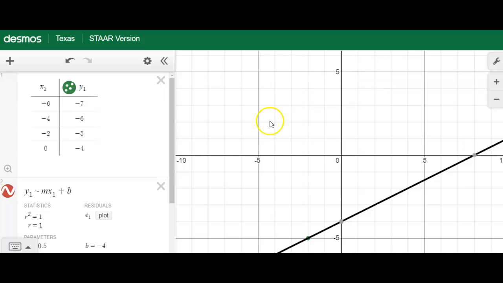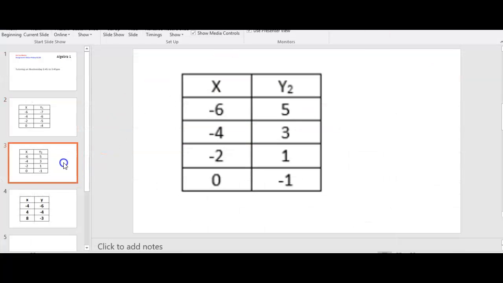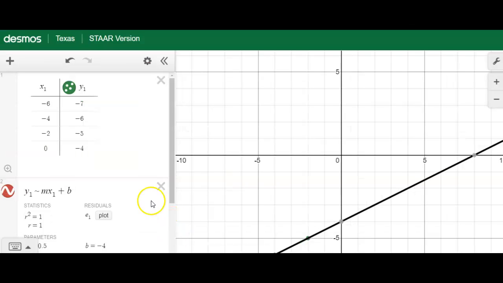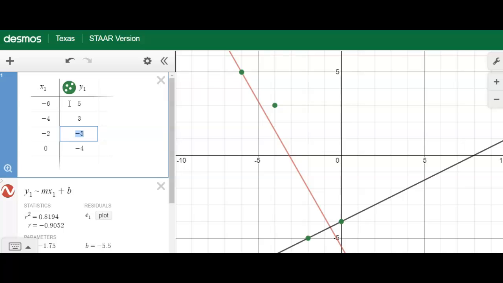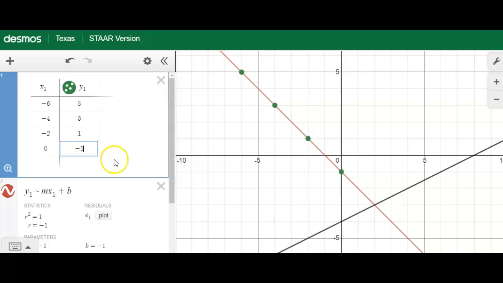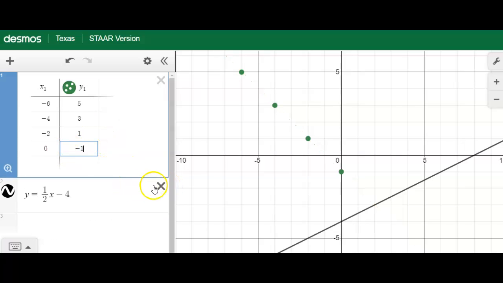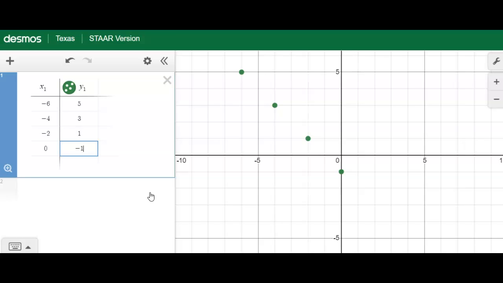Let's practice that again. So now we're going to use a second table. Again, this was a problem off of our previous test, not the test yesterday, but the one last week. So we had a -6 and a 5, and a -4 and a 3, and a -2 and a 1, and a 0 and a -1. So, do you have those points typed in?